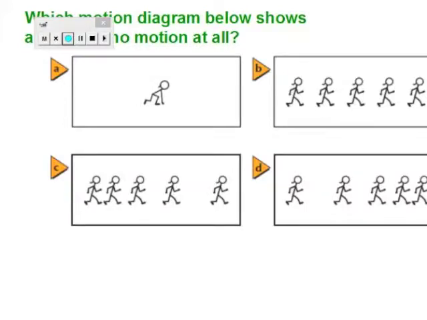I know you can't read the question, so I'll read it for you. Which motion diagram below shows absolutely no motion at all? Nothing, no motion. A, B, C, or D. See if you can think of it. Come on, shout it out before I circle it.